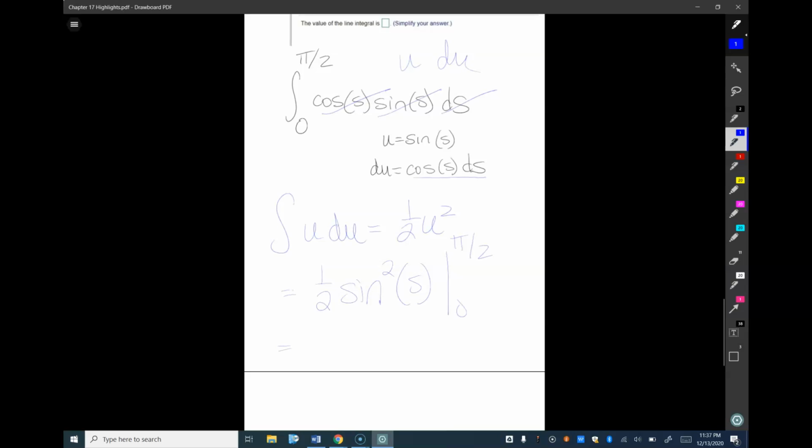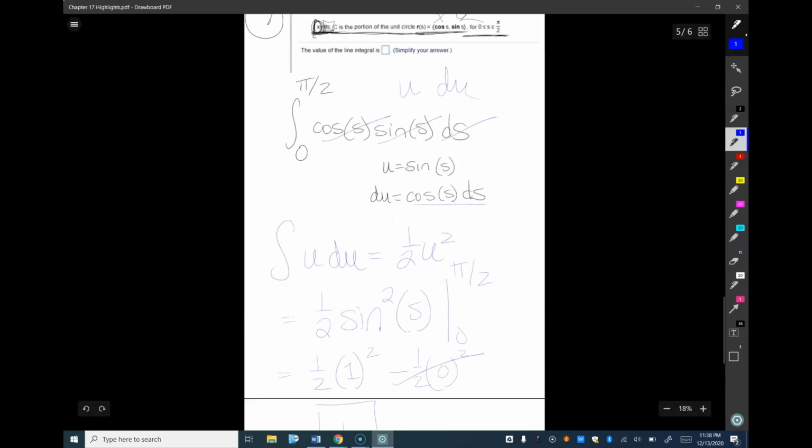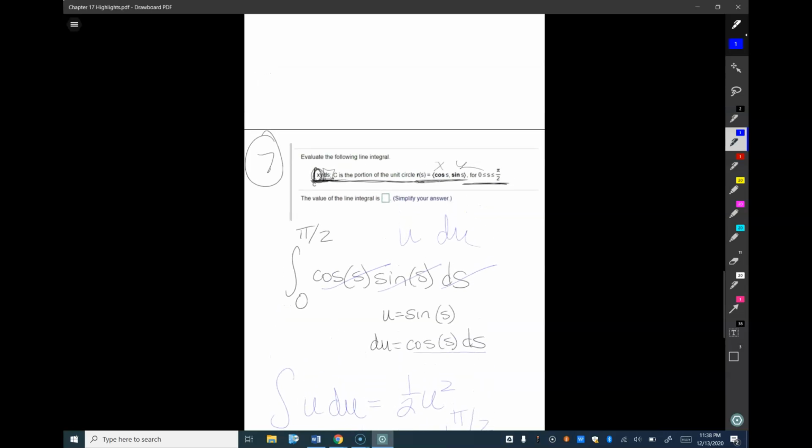Sine at pi over 2 is equal to 1, and we're being asked to square that and multiply by 1/2. Sine at 0 is 0, and we're being asked to square that and multiply by 1/2. And this just ends up 0. 1 squared is equal to 1 times 1/2 is a 1/2. So this one's actually really easy. It's like number 7 in your homework. All we have to do, since our path is already in terms of s, is just plug in our x and y's in the correct spot and integrate.